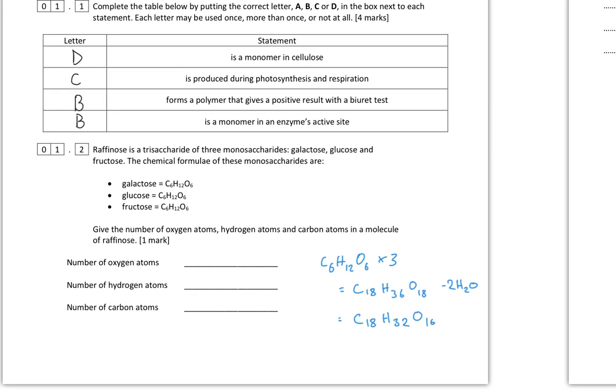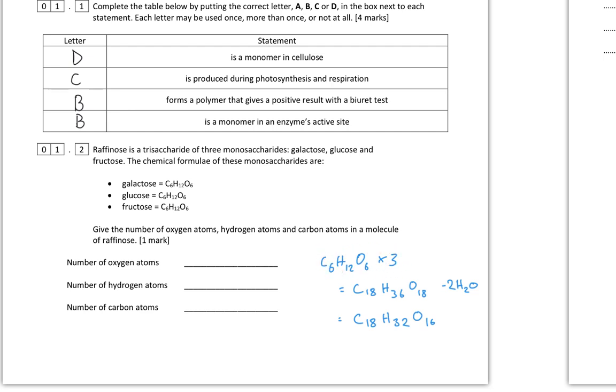I've done a bit of working out again, just to show you. So raffinose, never heard of this before. That's the aim. It's made of three monosaccharides. They all have the same formula, the same number of oxygen, hydrogen, and carbon atoms. So I'm going to times C6H12O6 by 3.